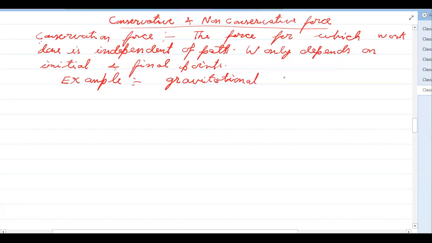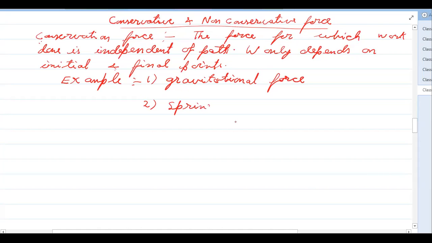Spring force also, we saw that work done is only dependent on initial and final position, the x1 and x2. So spring force. Okay. Then electrostatic force. Okay. So these are the common examples of the conservative forces.